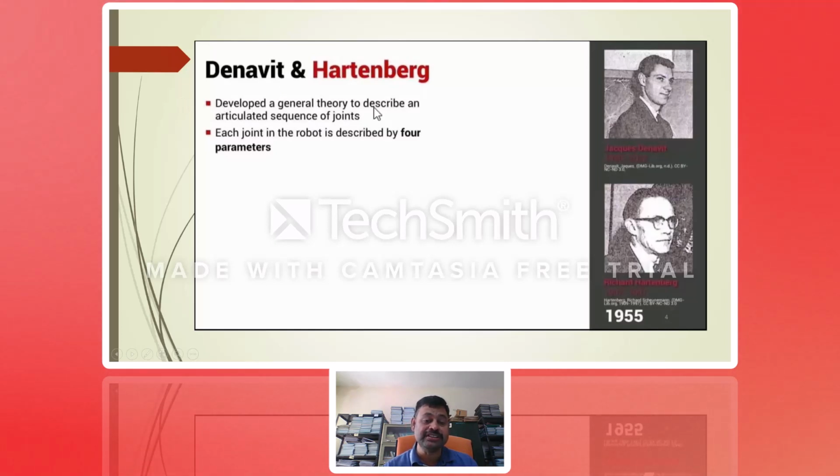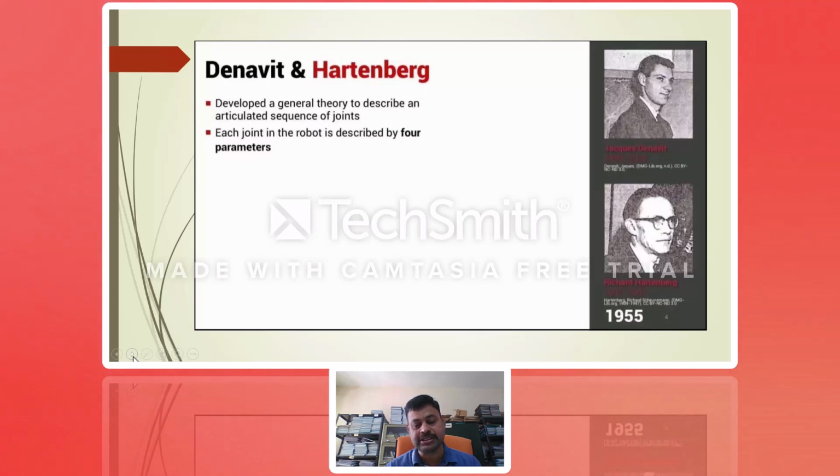Both developed a general theory to describe an articulated sequence of joints. So your robot connects links and joints together. Here they are simplifying to describe the various joints and everything. Here, what they are doing, since you have many movements, they are considering only 4 parameters. Each joint in the robot is described by 4 parameters. In the next slide, we are going to talk about what the 4 parameters are.